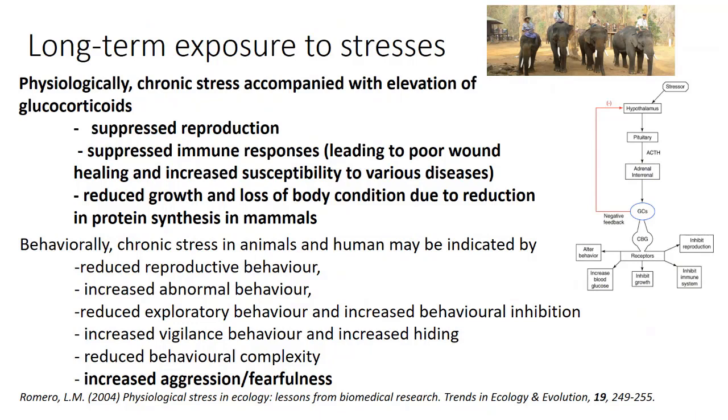There are a lot of other effects from stress, such as reduced reproductive behavior and increased abnormal behavior. But the most important thing I would like to say is increased aggression and fearfulness. Those cases of casualties, where an elephant kills its own mahout or kills a tourist due to unexplained, abrupt aggressive behavior, are partly related to chronic stress. So that is very important. If elephants are kept in captivity, it's important to test whether they are exposed to chronic stress or not.